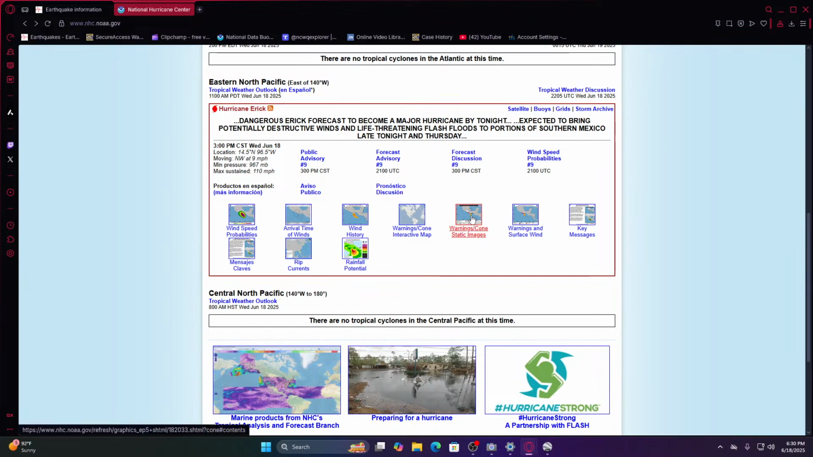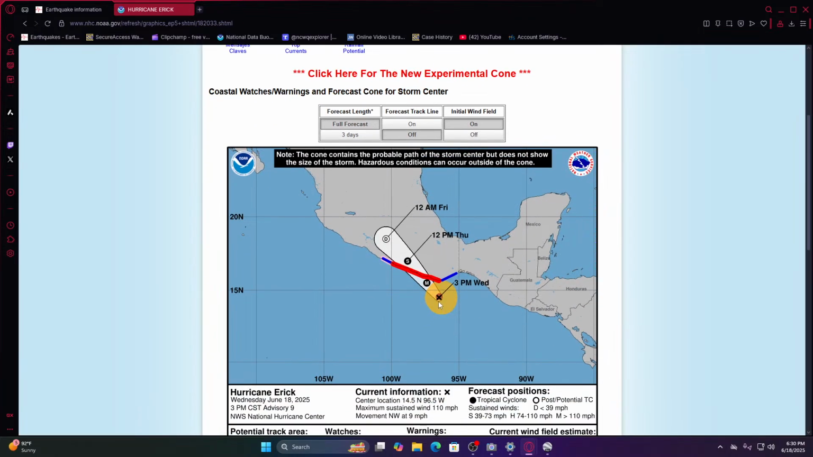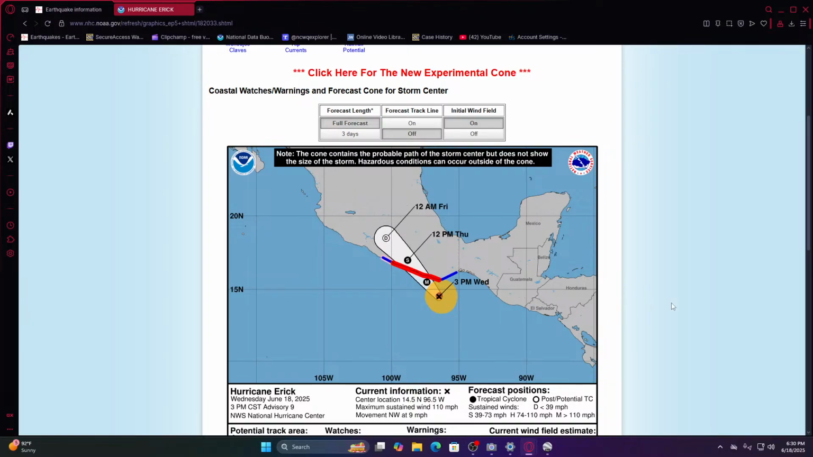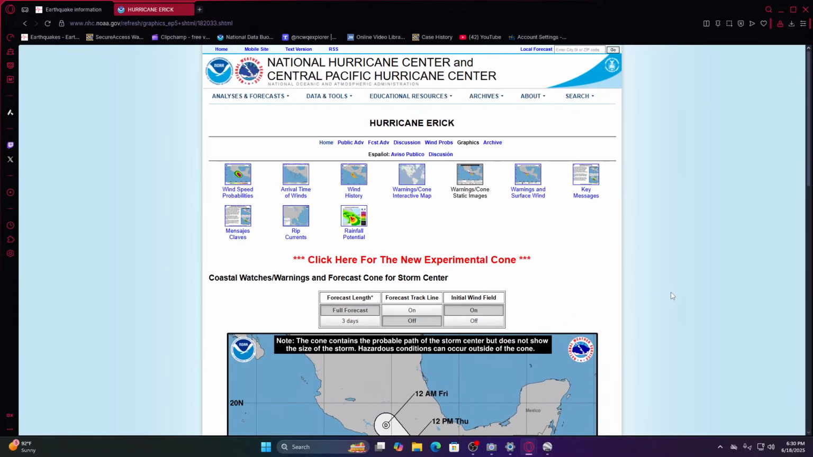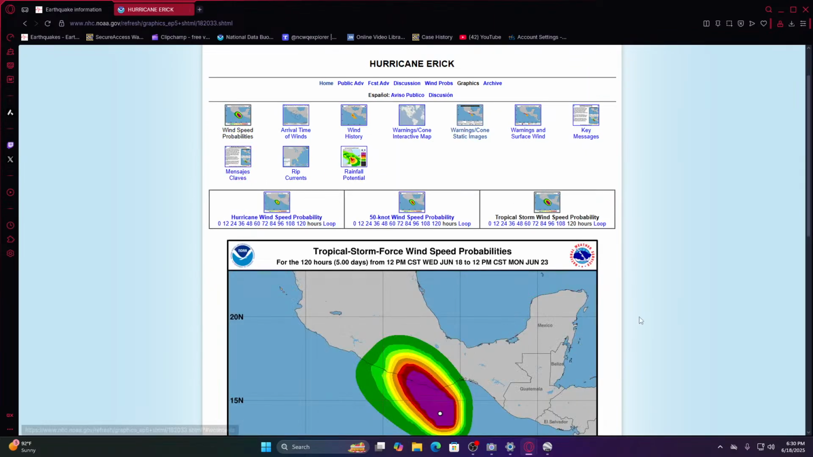Let's take a look at the warning cone. Of course, the warning cone shows that it's here. It's going to be a major storm by the time it makes landfall. Then it'll peter out into a tropical storm and then a depression. So hopefully it just dies. So we'll see what it does here.